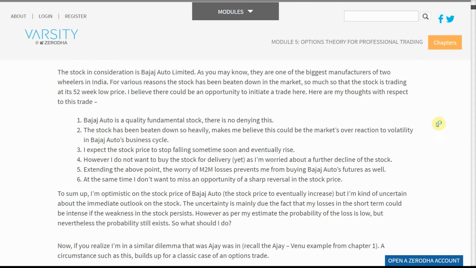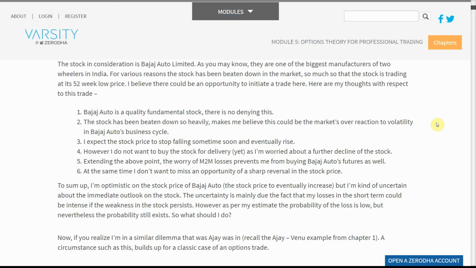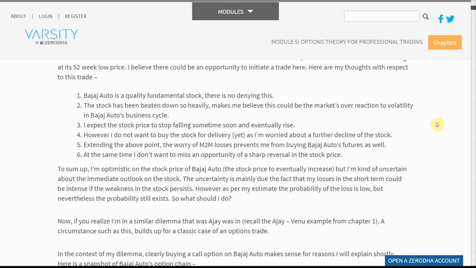However, I do not want to buy the stock for delivery yet, as I'm worried about a further decline of the stock. Extending the above point, the worry of M2M losses prevents me from buying Bajaj Auto's futures as well. At the same time, I don't want to miss an opportunity of a sharp reversal in the stock price. To sum up, I'm optimistic that the stock price of Bajaj Auto will eventually increase, but I'm kind of uncertain about the immediate outlook on the stock.